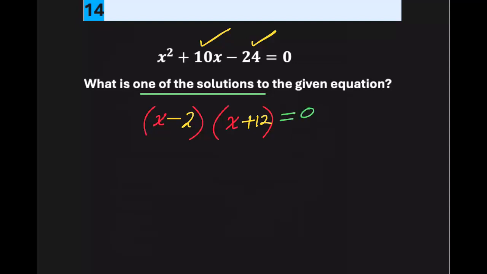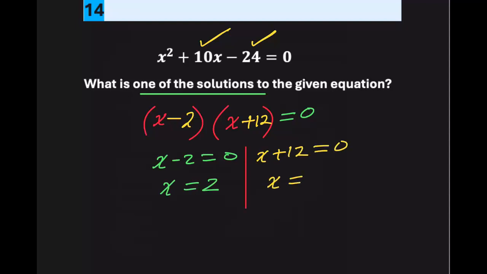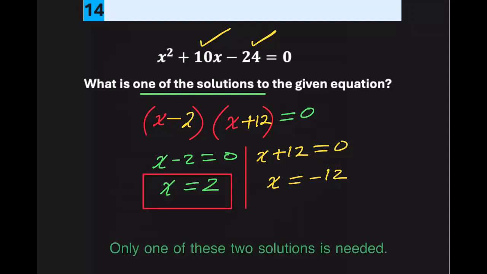So the first one, x minus 2 is equal to 0, and x equals 2. And x plus 12 is equal to 0, and x is equal to -12. They just need one of these solutions. And let's go to the next one.